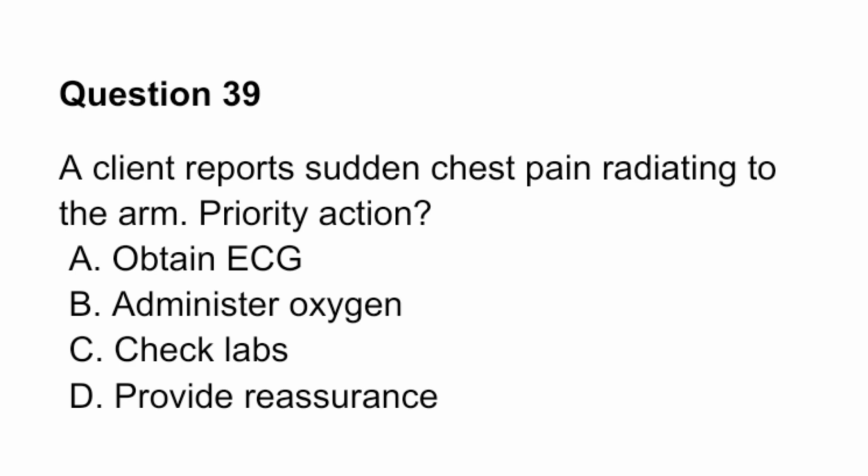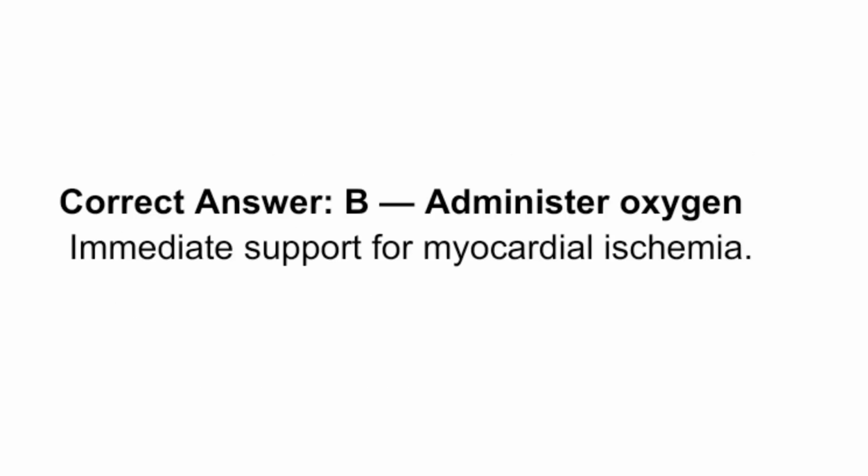Question 39. A client reports sudden chest pain radiating to the arm. Priority action. A. Obtain ECG. B. Administer oxygen. C. Check labs. D. Provide reassurance. Correct answer is B. Administer oxygen. Immediate support for myocardial ischemia.